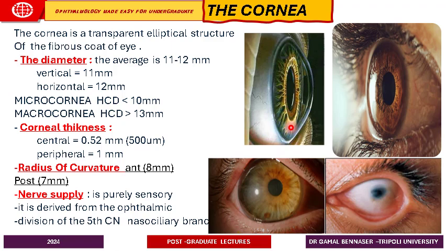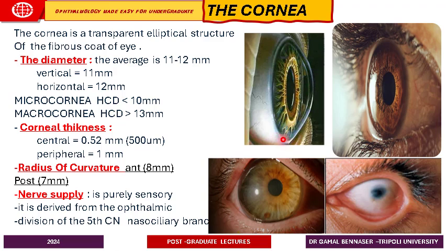And the difference in the radii of curvature between the anterior surface of the cornea and the posterior surface of the cornea makes the cornea have different powers on the anterior surface as well as the posterior surface. And these powers are different based on the refractive index. So the anterior surface of the cornea has a positive power around 48 diopter due to the difference in the refractive index between the air and the cornea.